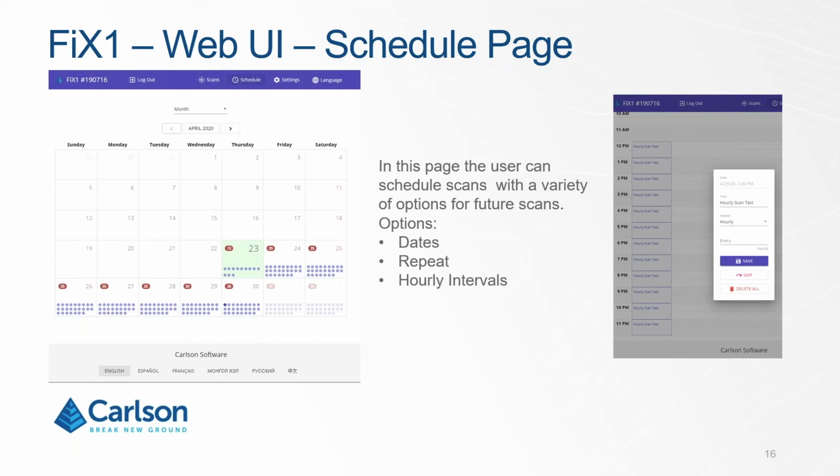The scheduling page, very straightforward, much like your Outlook or your Google. Here you can set up the frequency of scans, the dates, the repeat, and the hourly intervals. So you can have it scan every hour on the hour from now until infinity, or you can say I want to scan it every week at a certain time. These are all just done so that you could just set it for however you want to do it. So this is pretty standard and straightforward. And you can also run manual scans outside of this.